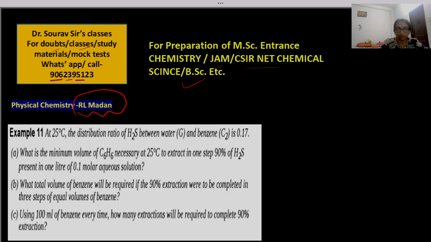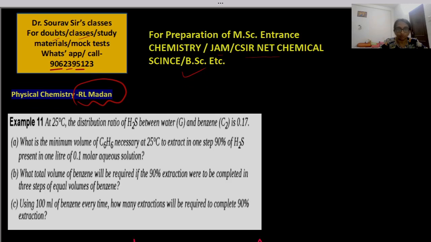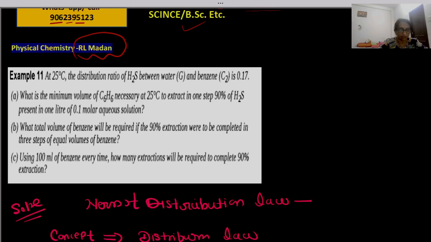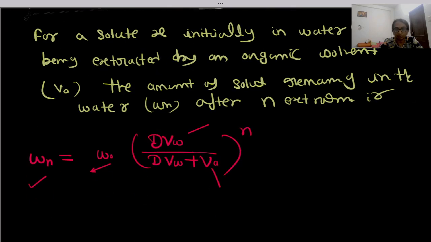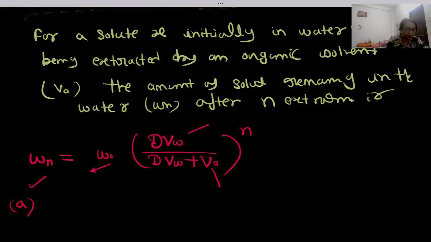In the previous video, we started a problem-solving question from physical chemistry. This was our question, and we solved it. Now let us solve the calculation of A, B and C. Now we are going to solve the solution of calculation A. As per our core concept based on the distribution law, we are going to solve the problem.